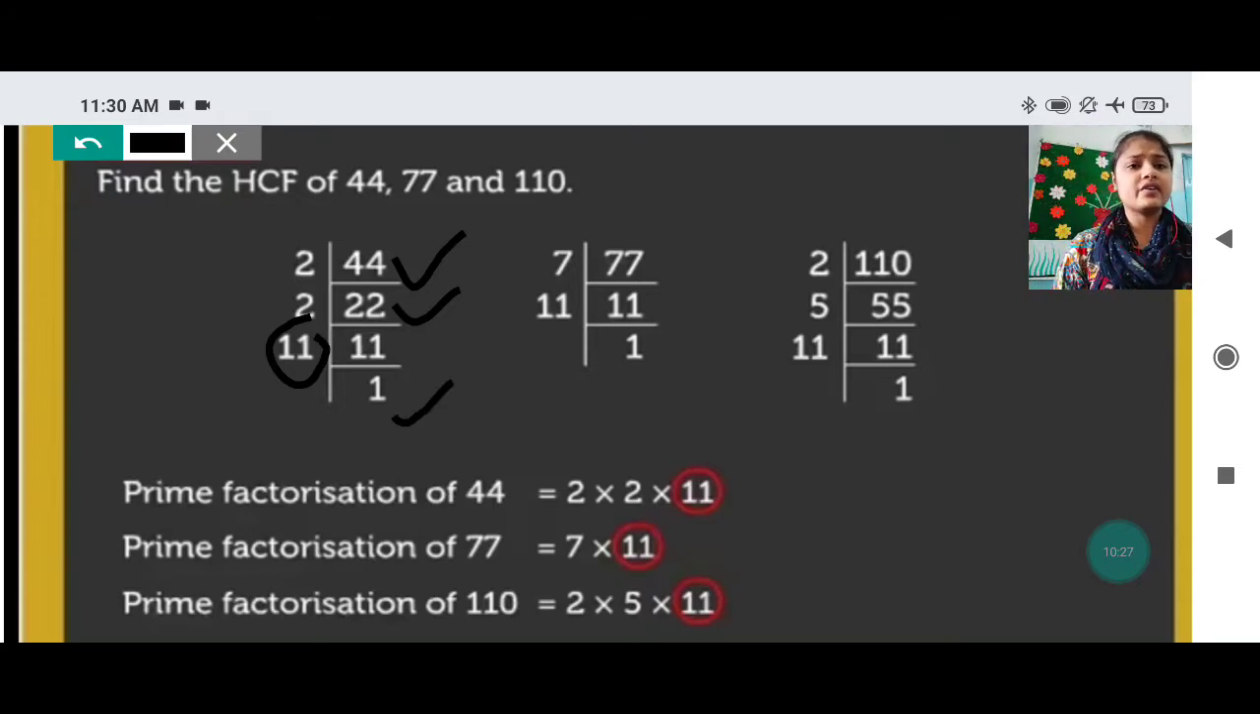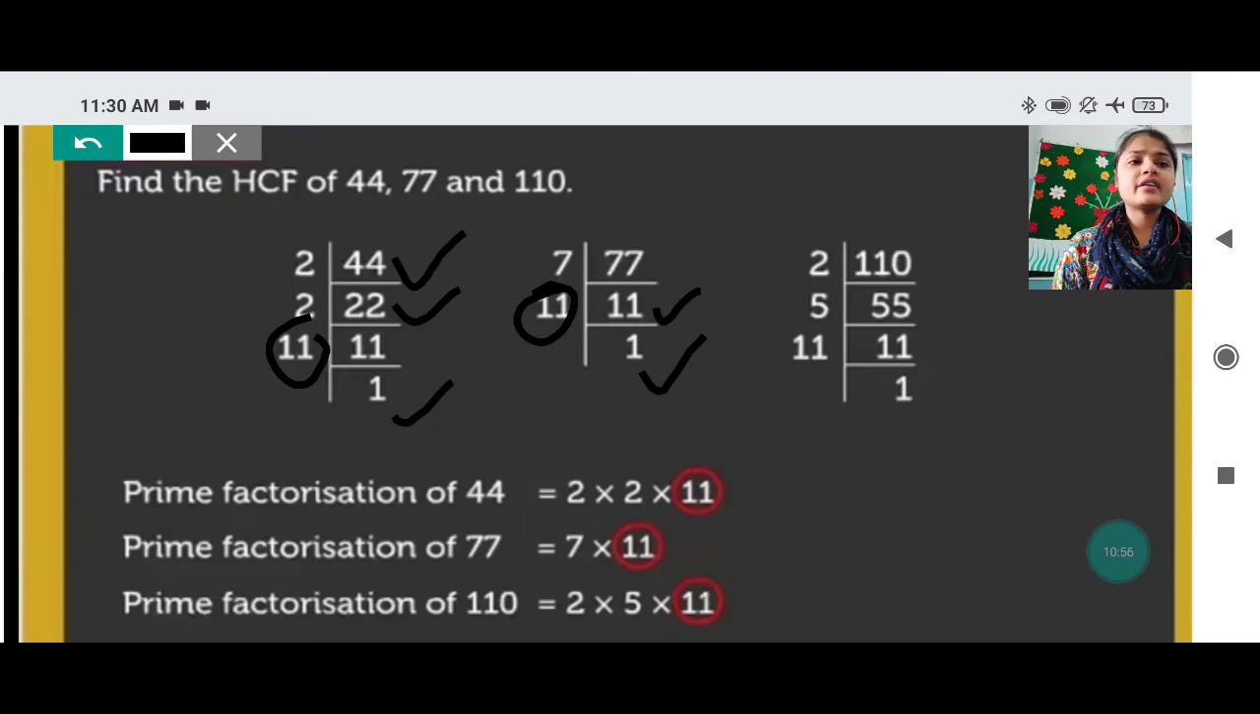In the same way we will divide 77. 77 is not divisible by 2, it will give a remainder. So we will divide with the prime number with which it is completely divisible. With 7 it is completely divisible. When I divide 77 by 7, I get 11. I have written 11 below, and then I divide this 11 by 11 only. I get 1 as the quotient.